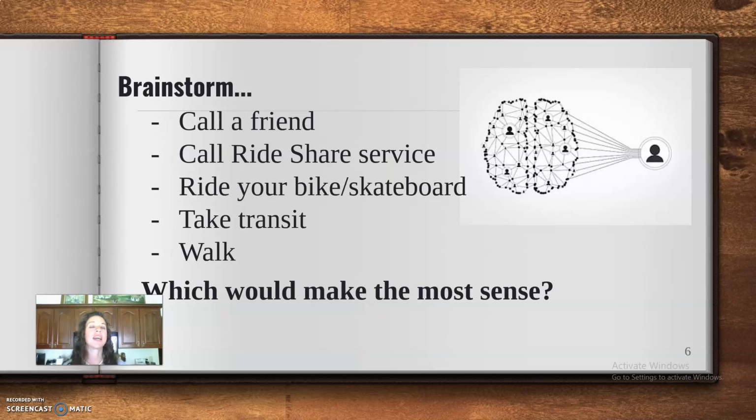Which of these is going to make the most sense? So next, we're going to take one or two of these strategies and we're going to kind of figure out the pros and cons, right? So we're already like walking's out, transit's out, riding your bike or your skateboard's out.